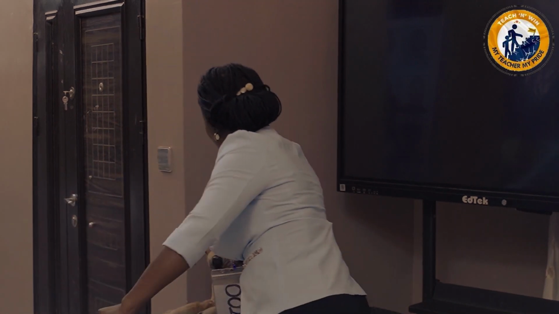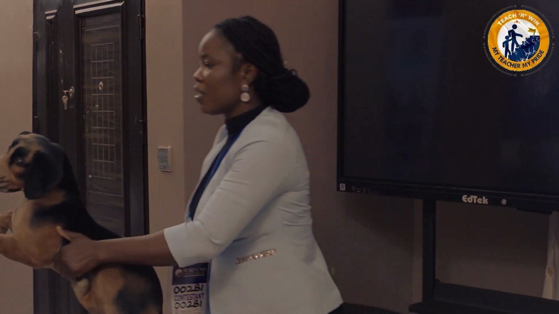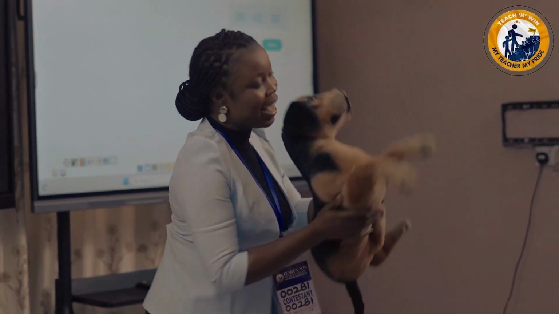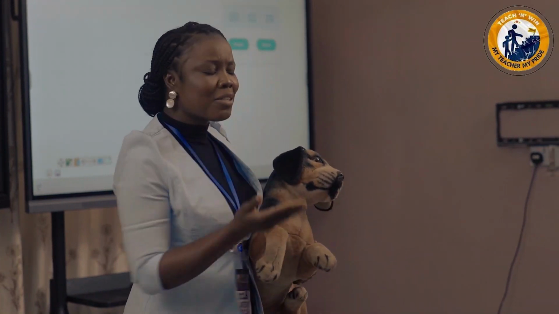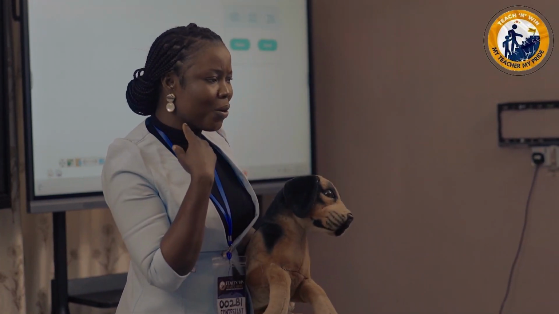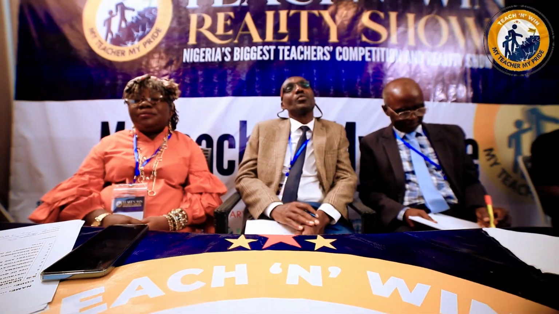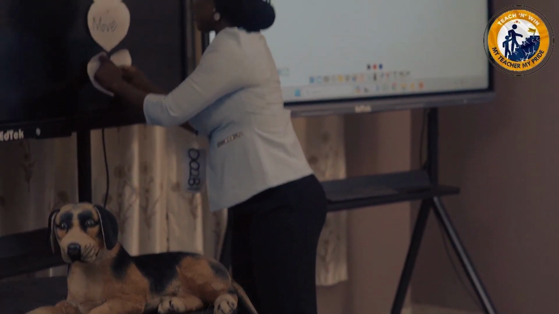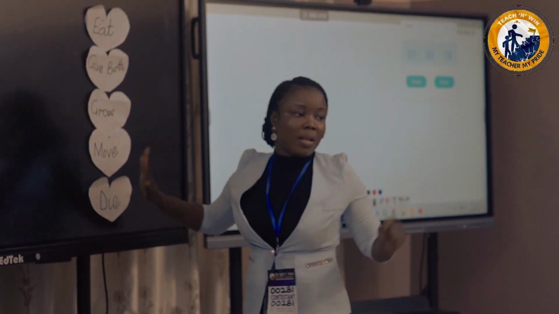Now let's use this animal. What animal is this? This is a dog. Do you like my dog? Oh, lovely. All right. When I use my knife and cut off this dog's head, what will happen to the dog? It will die. The dog will die. Celebrate yourself.